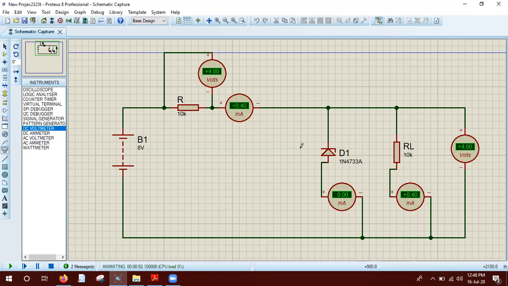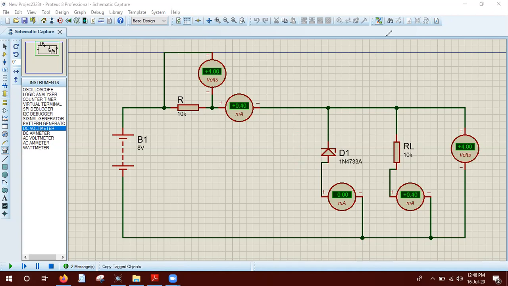Let me check. There's no voltage drop, so there's no current. This is an open circuit because there is only 4 volt. When this voltage reaches 5, at that time a small amount of current will start to flow, because the Zener diode will enter the Zener region. Am I clear? Yes, sir. Okay, let me make it very clear.